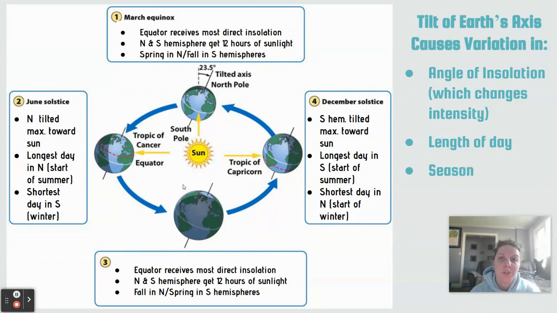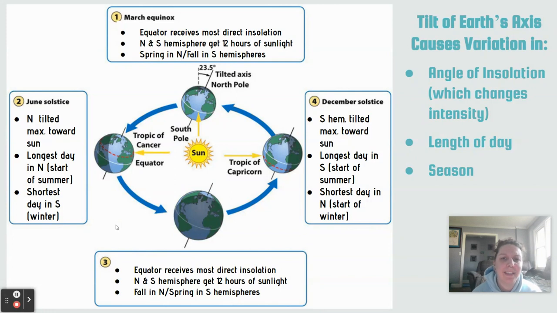So I want you to do me a favor, and I don't want you to try to completely memorize this diagram and every single thing in here, because that's just a lot. But I want you to think logically about how the angle of Earth's tilt is going to change the amount of direct sunlight or the angle of insolation. So let's just talk about a couple of them.